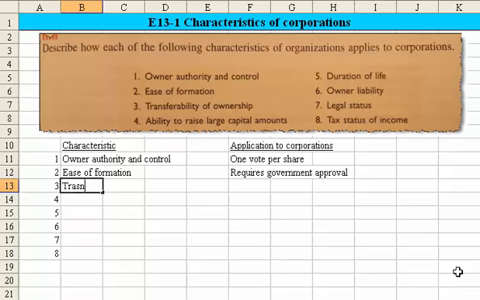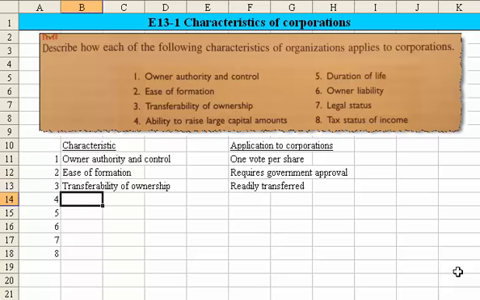Now let's talk for a minute about the transferability of ownership. Okay? There's a real advantage here with corporations in that it's readily transferable. Why don't I say readily transferred? And what that means is through the buying and selling of the shares of stock, it is very easy to transfer ownership from one party to another.